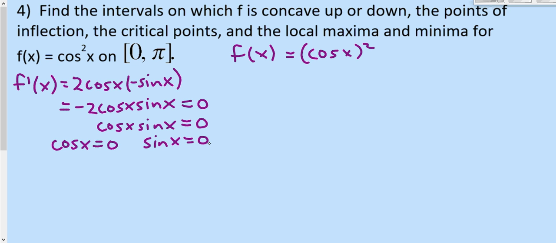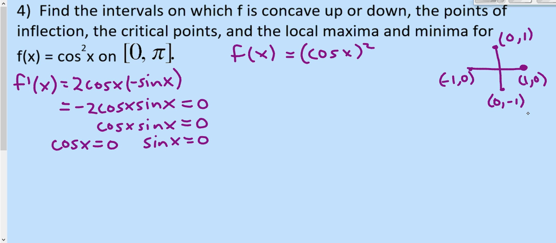You have to think about your quadrantal angles. At 0 radians we have the point (1, 0). At pi over 2 radians we have the point (0, 1). At pi radians we have the point (-1, 0). And at 3 pi over 2 radians we have the point (0, -1). The x-coordinate is the cosine and the y-coordinate is the sine.